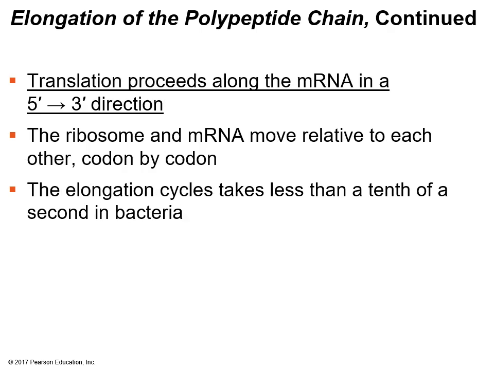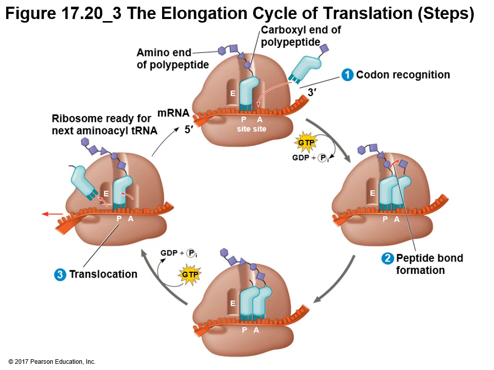Translation is going to proceed along the mRNA in a 5' to 3' direction. The ribosome and mRNA move relative to each other, codon by codon. The elongation cycles take less than 1/10 of a second in bacteria, so it happens really fast. So here we see a step-by-step diagram of elongation. So the first step is codon recognition. This is where the new tRNA is going to bind to the codon at the A site of the ribosome.